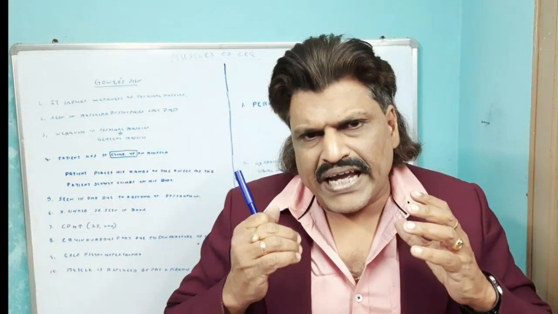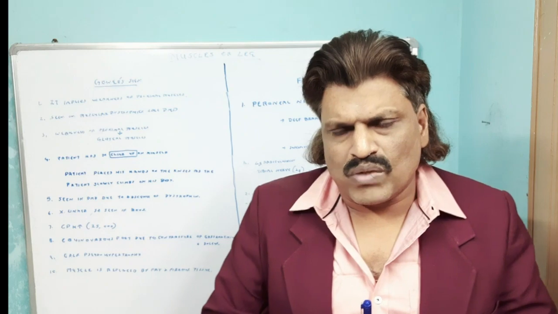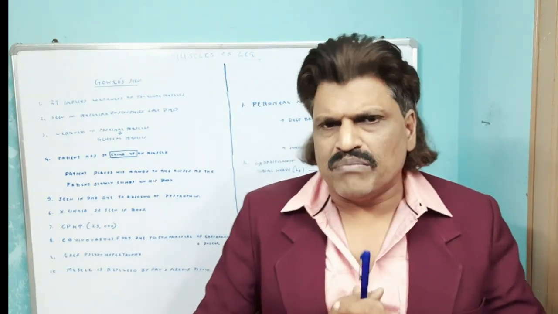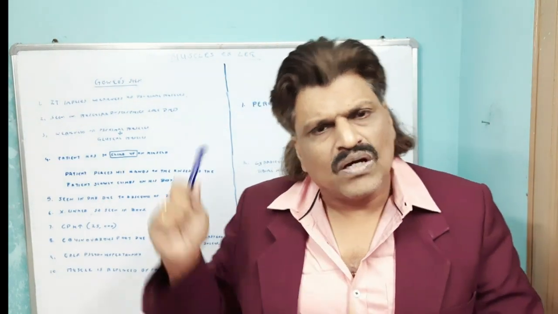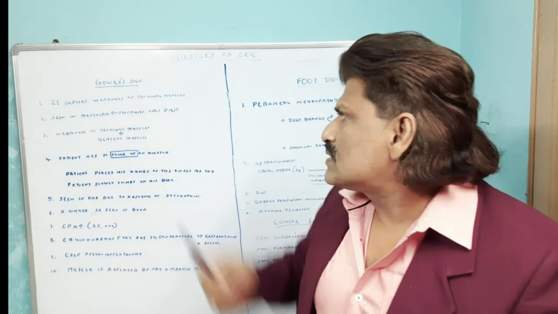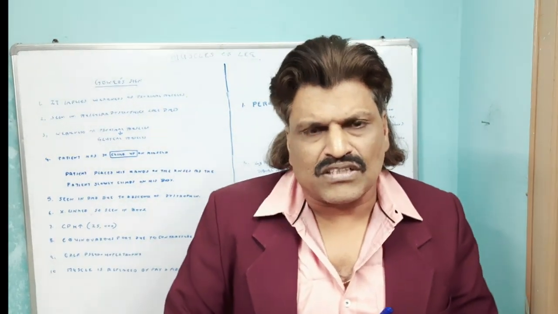So when we examine lower limb muscles and when the lower limb muscles are weak, the two important concepts we need to know is one about the proximal muscles, the Gower's sign, second about the distal muscles, the foot drop.